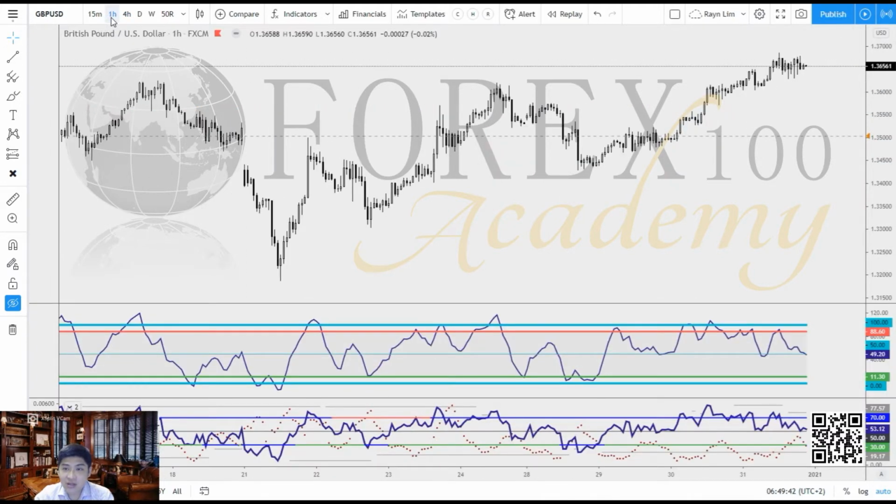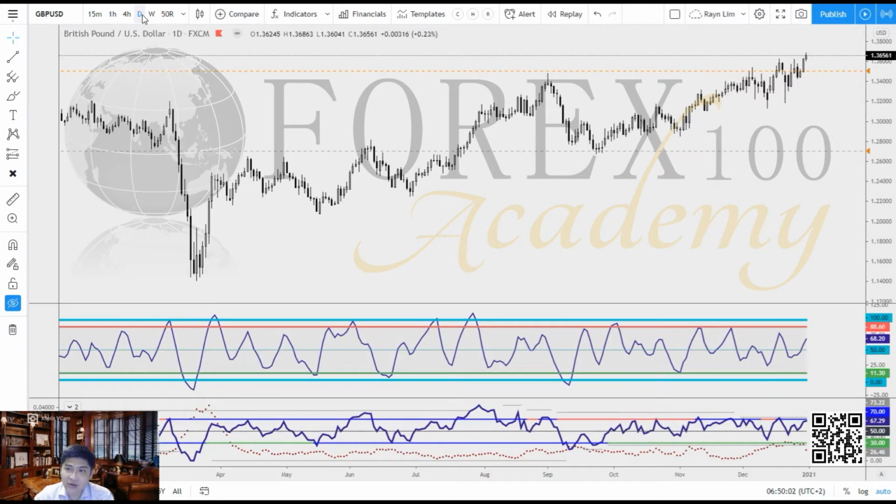Alright, so 1 hour chart, this is what we got over here. On the 1 hour chart, a break and close above the high has happened, going into a consolidation. So yes, traders who are into counter trend trading can start planning.